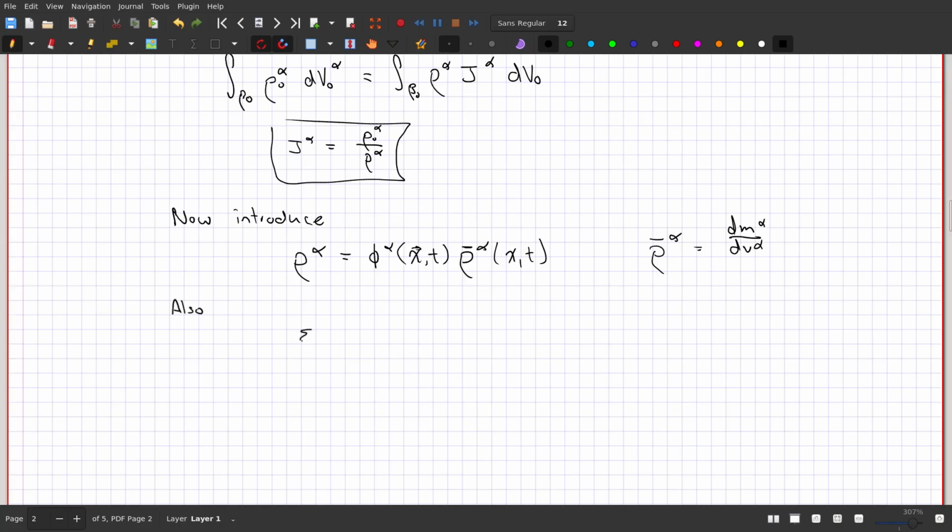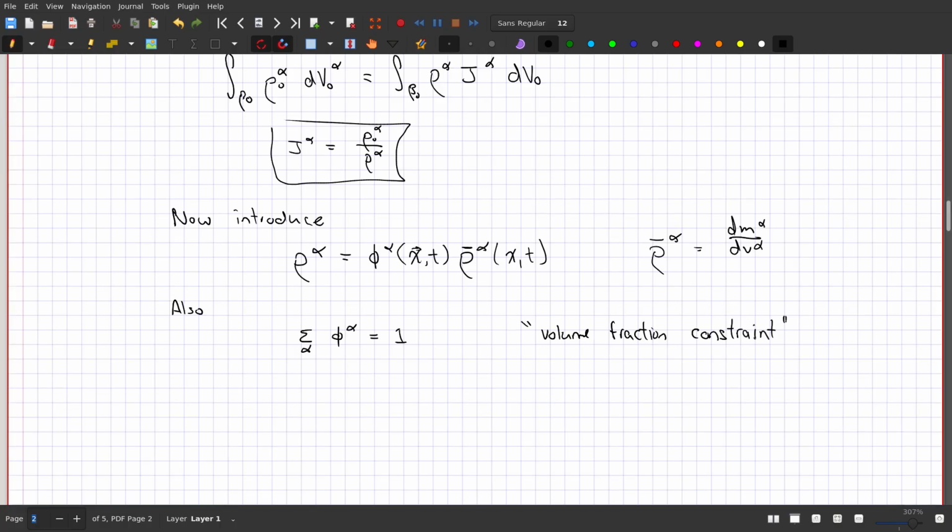We also have a volume fraction constraint that says that the total sum of all volume fractions must equal 1. So for simplicity, we're basically saying that this is a fully saturated mixture. There's no partial saturation or air or gas. Basically, whatever's not solid is fluid.